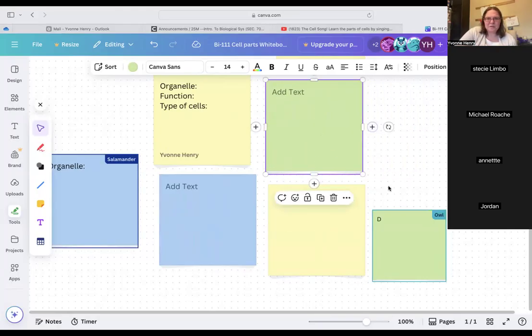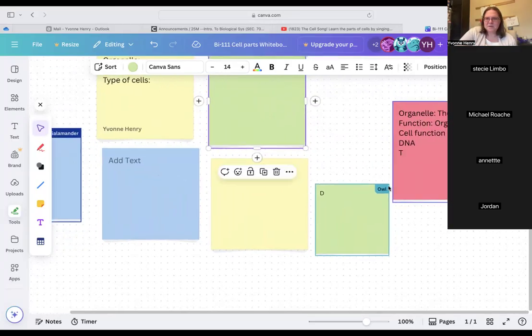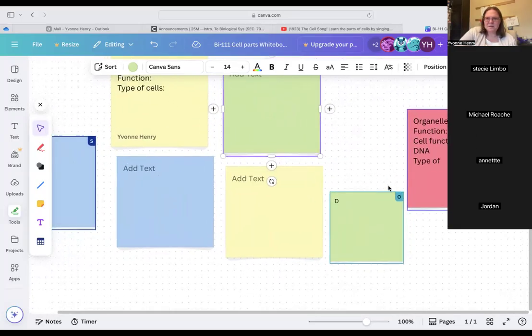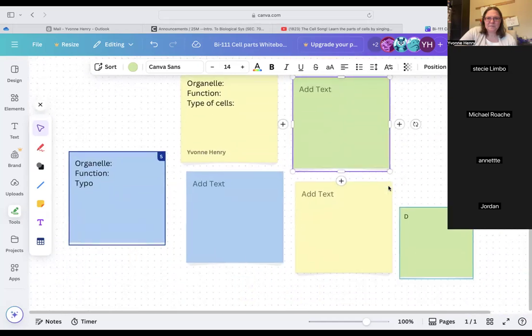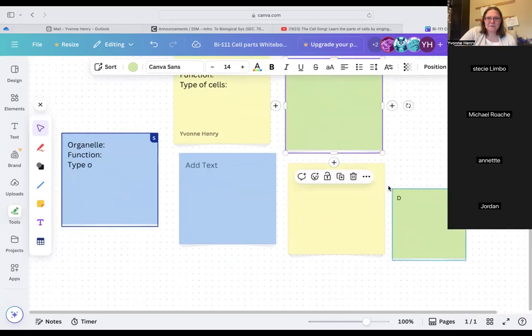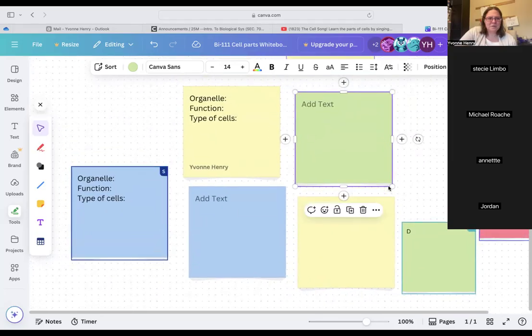So we've got the nucleus, I see, is being done. Tell me which organelle you're going to type in, what its function is, and the type of cells that have it. The link is in the chat for you to get to this whiteboard that we are playing on.